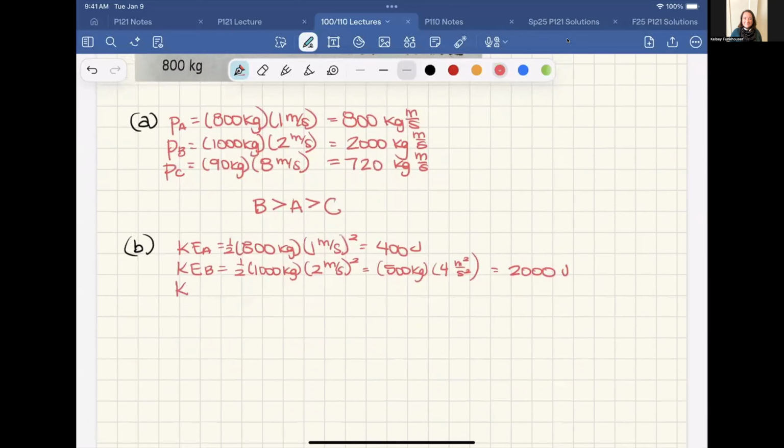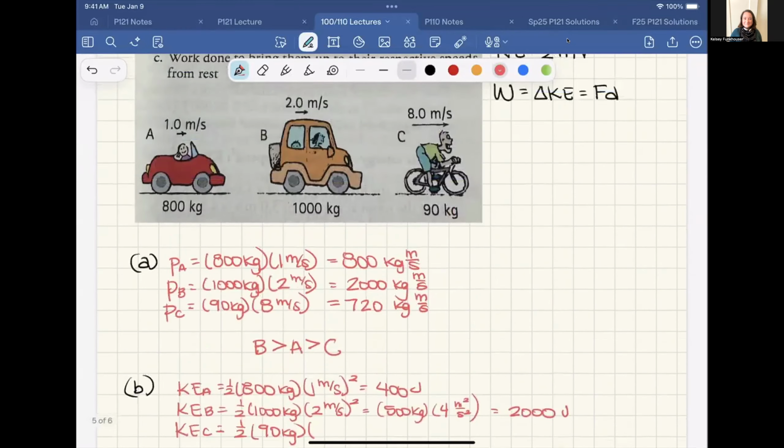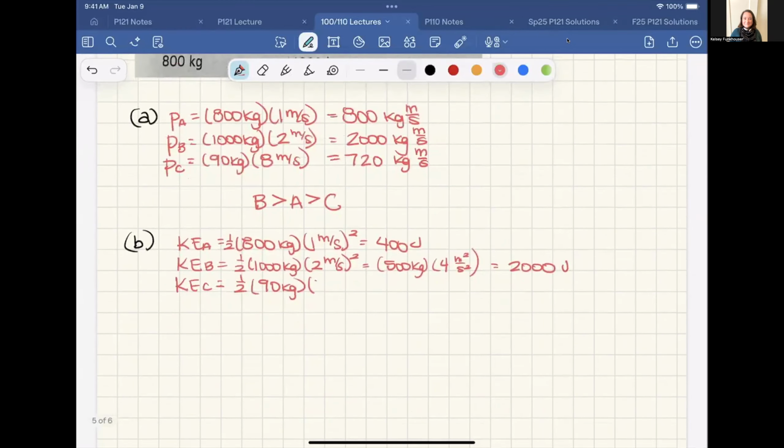And then finally, the bicycle or vehicle C, I suppose. So that's 1/2, and that's only 90 kilograms, so really small, but it's going really fast. It's going 8 meters per second. And that's going to, especially when we're squaring it, that's going to be big. So we have 45 kilograms, excuse me, I was thinking 9 instead of 90. 45 kilograms when we divide 90 by 2. And then 8 squared is 64.